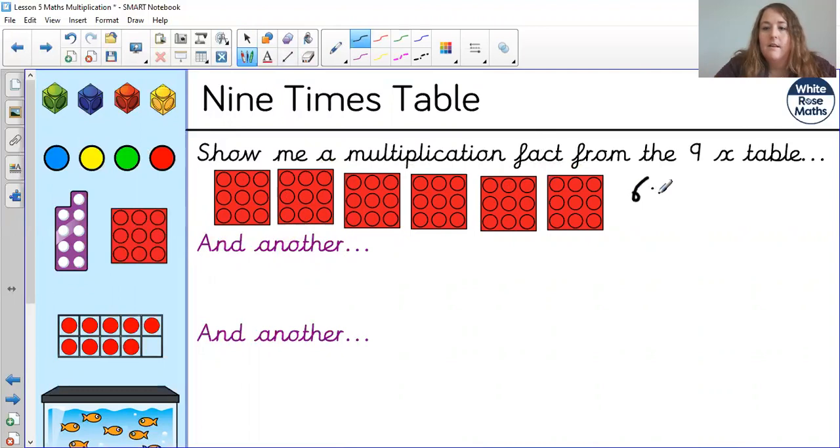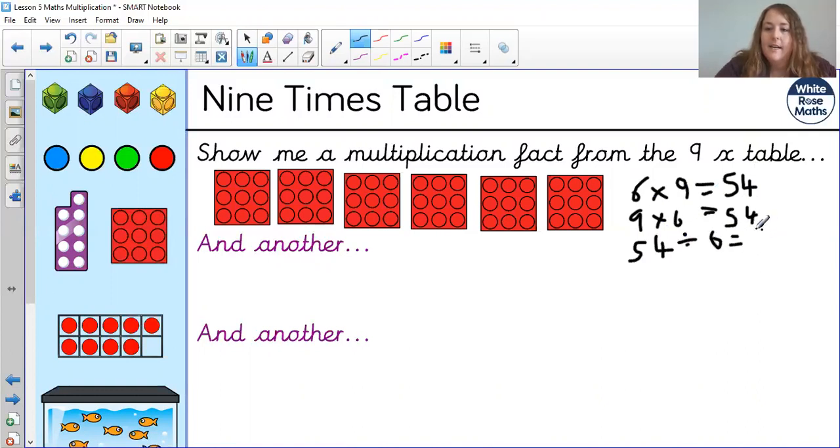And then the table's 6 times 9 equals, I just need to make sure I get 6 times 9 right, 54. And then showing me those other facts. 9 times 6 equals 54. 54 divided by 6 is 9, and 54 divided by 9 is 6.